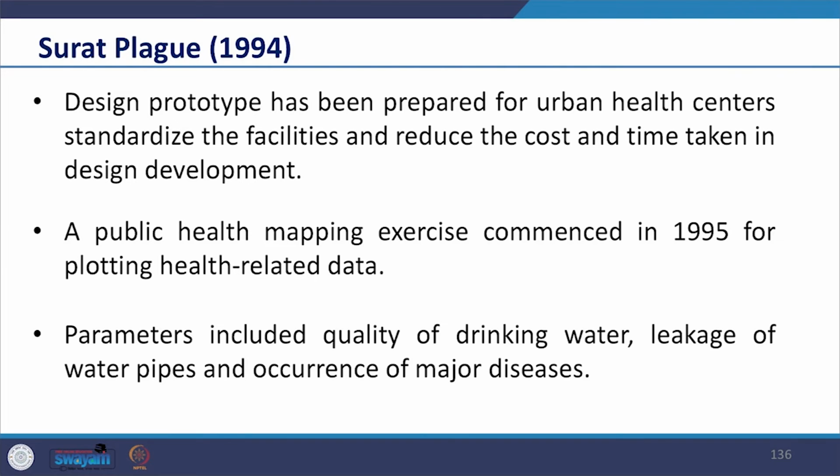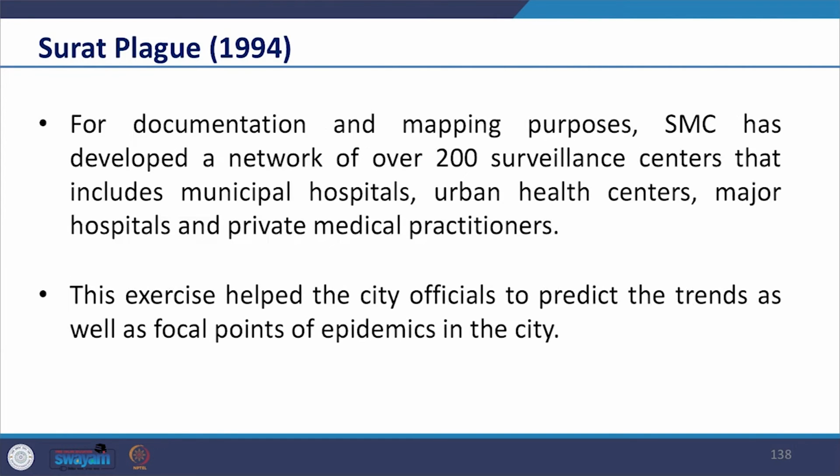Public health mapping exercise commenced in 1995 for plotting the health related data. Parameters included quality of drinking water, leakage of water pipes, and occurrence of major disease. For documentation and mapping purposes, SMC had developed a network of over 2,000 surveillance centers that included municipal hospitals, urban health centers, major hospitals, and private medical practitioners. This exercise helped the city officials to predict the trend as well as focal point of epidemics in the city.